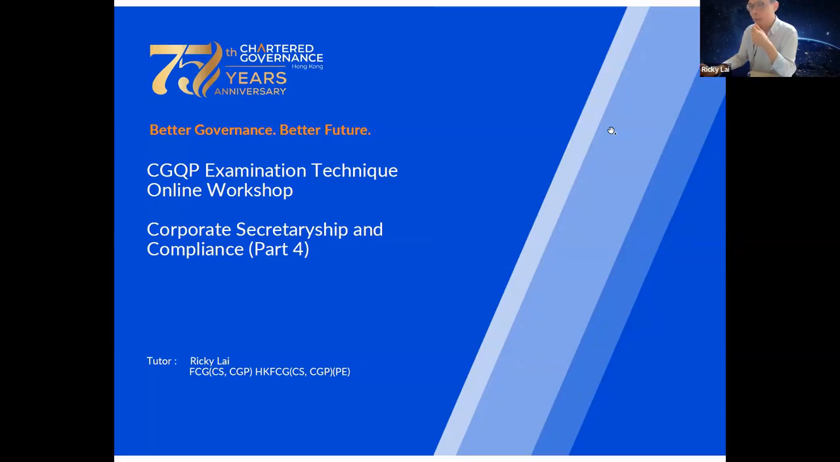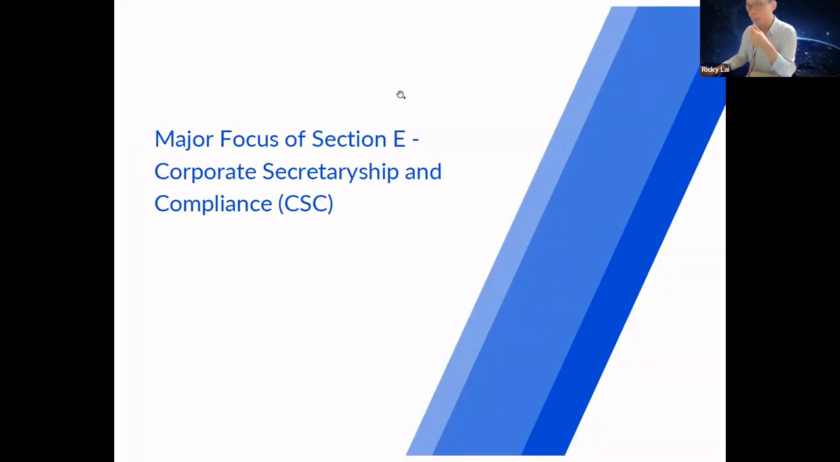After we go through Part 1 to Part 3, we have covered Sections A, B, C, and D from our syllabus. For the final section, we will focus on Section E. This topic will purely focus on listing rule compliance, in particular the main board listing rule Chapters 13, 14, and 14A respectively.